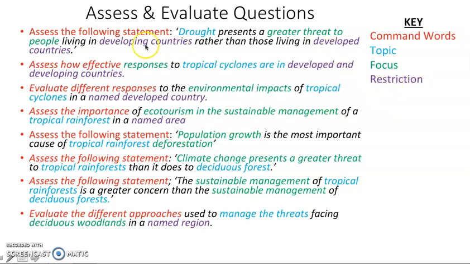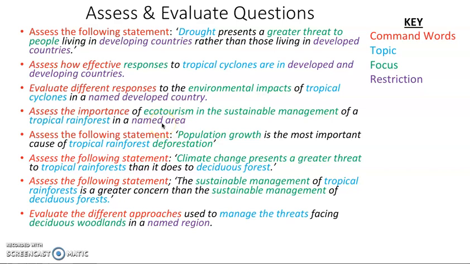So this is looking at developing countries and developed countries. You've got to compare them. The same for this one. Whereas here, you're looking just at a named developed country. So maybe USA, Hurricane Sandy and Katrina. Here we're talking about a named area of tropical rainforest. So it's really important that you do see the restriction.